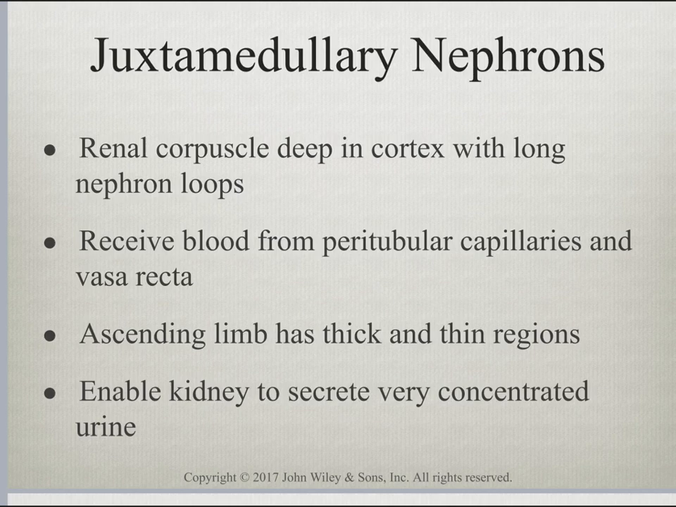Okay, so the renal corpuscle is going to be deep in the cortex with these long nephron loops. We're going to receive blood from peritubular capillaries and a vasa recta. Now in the next picture, we're going to see what that vasa recta looks like, because it looks completely different from those peritubular capillaries surrounding those descending and ascending limbs in the loop of Henle that we saw in our cortical nephrons. Our ascending limb is going to have thick and thin regions, and we're going to enable the kidney to secrete very concentrated urine. So the function of these juxtamedullary nephrons is really to create concentrated urine and fine-tune that urine output.